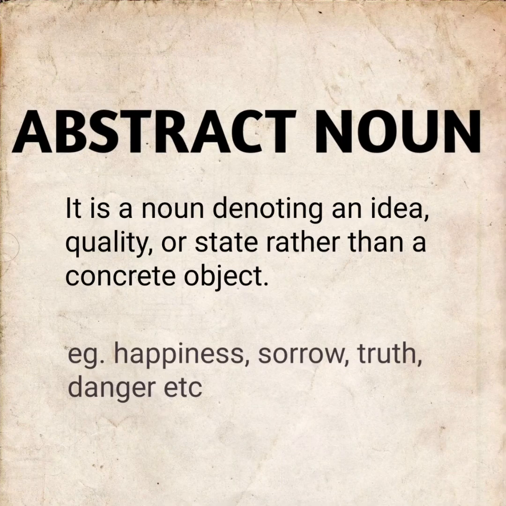Now the next type of noun is an abstract noun. It is a noun which denotes an idea, quality, or state rather than a concrete object. So in a way, you can always feel it but you can't touch it. Some examples of abstract nouns are happiness, sorrow, truth, danger, etc.